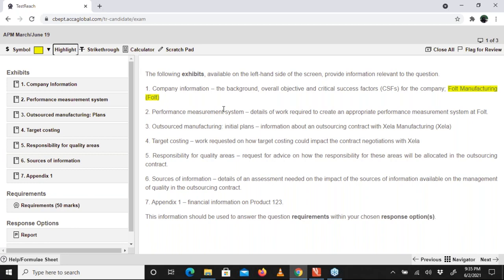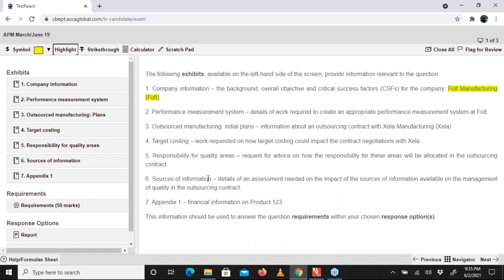Now, what next is there? It says details of work required to create an appropriate performance measurement system at Fault. Then there is outsourced manufacturing, the initial plans about an outsourced contract with Zayla Manufacturing. Then there is target costing, which is the work requested on how target costing would impact the contract negotiation with Zayla. Responsibility for quality costs, responsibility for quality areas, request for advice on how the responsibility for these areas will be allocated in the outsourcing contract.